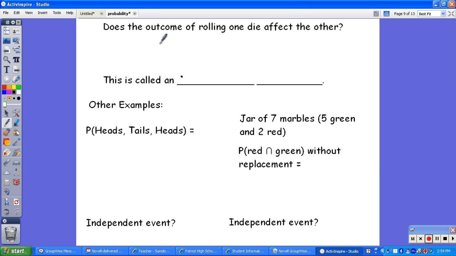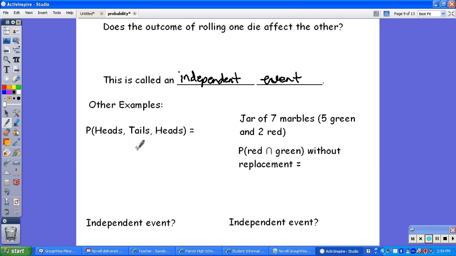So does the outcome of rolling one die affect the other? Well, the general answer is no. And if that's true, then you're looking at an independent event. Now, this would be something that you've probably heard in science class or previous math class where we talk about independent variables, where what we're looking at is usually your x-axis, and like time is an independent variable because it goes on no matter what else is going on.